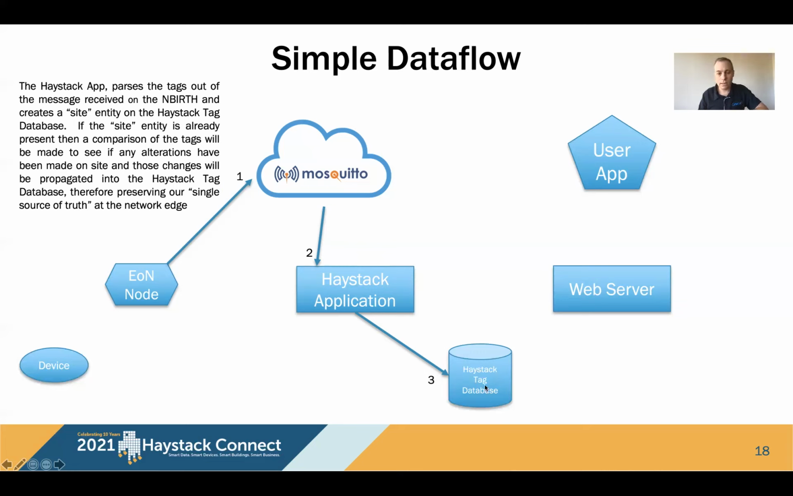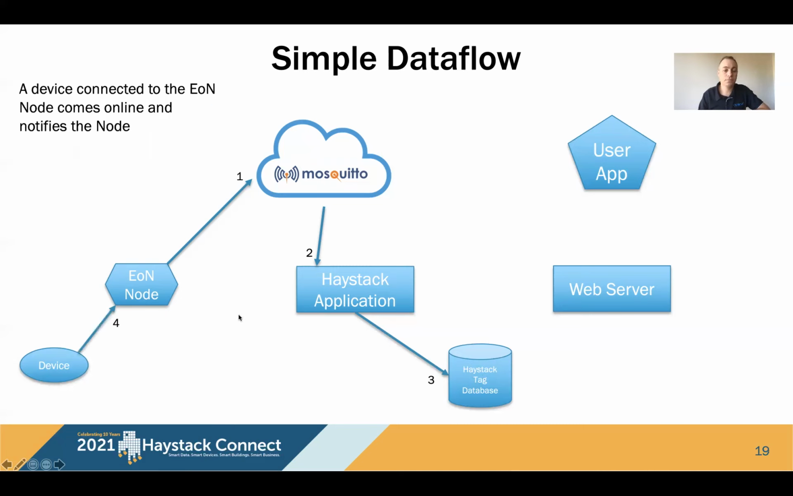And so here we have our tag database being automatically updated using open source components and building our application as we go. And this allows us to preserve a single source of truth at the edge. So if anything changes here, these can be pushed up and the changes are automatically propagated into our Haystack tag database. Sometime later, our device comes online and it tells our node.